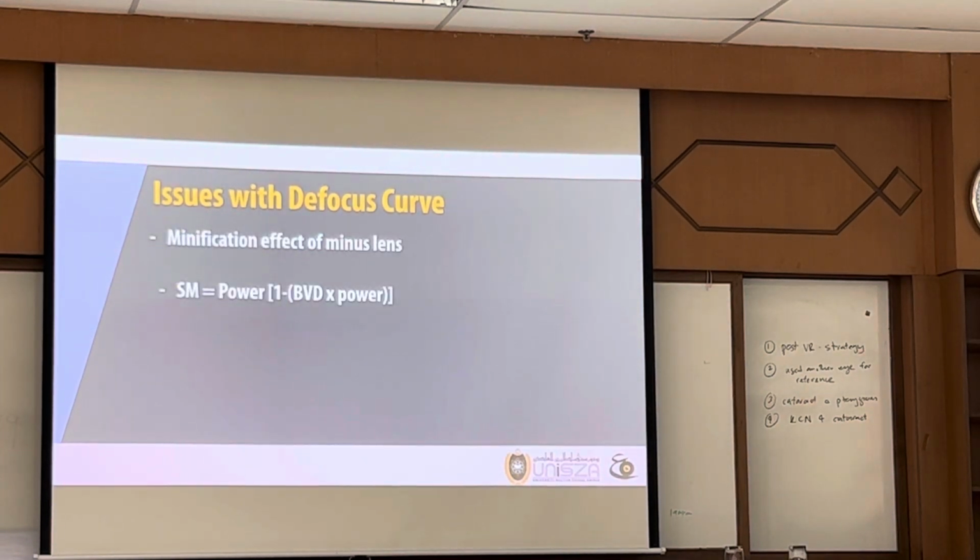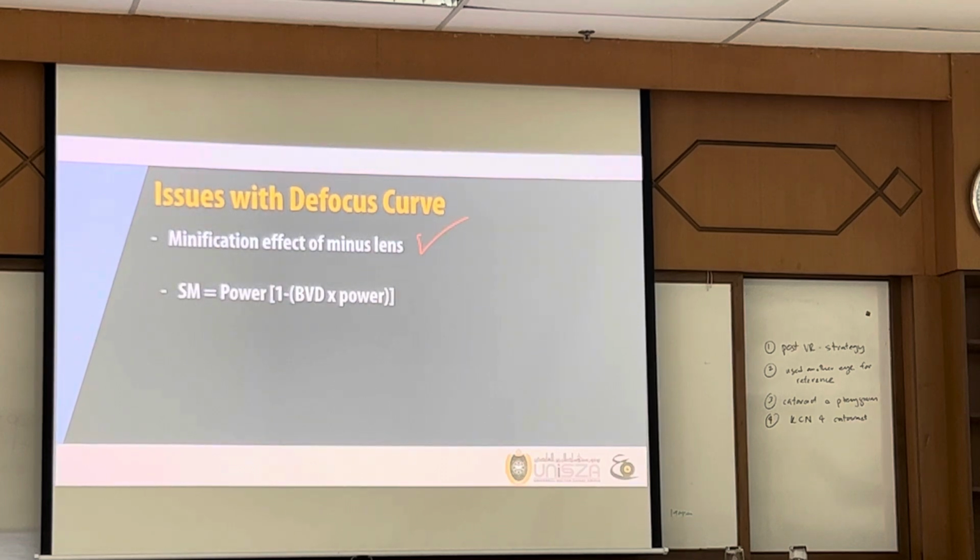They are also worried about the magnification effect of the minus lens, because we know when you put a positive lens, everything becomes bigger, right? So when we put a minus lens, we are worried that the image will become smaller, so the vision is not accurate. But they suggest using a formula to correct the magnification effect. This is for the research. Okay.